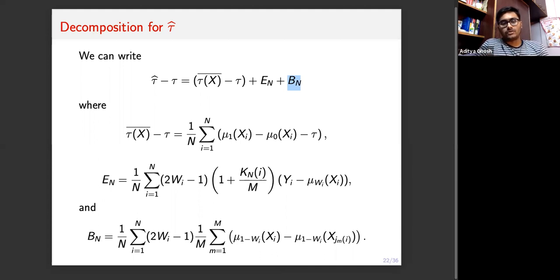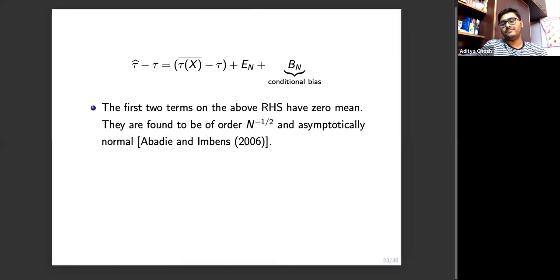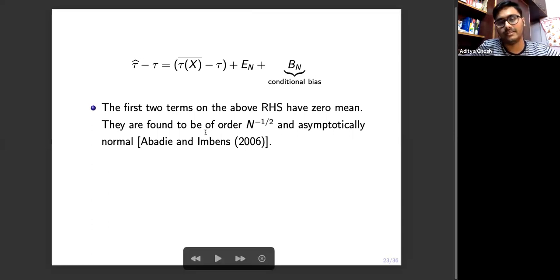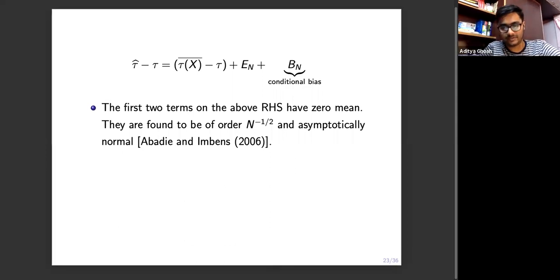As I said, this is the conditional bias, and the first two terms are actually well behaved. They have zero mean, and they are found to be of order n to the power minus half. And we can also establish some kind of CLT for them. I mean, they are asymptotically normal, and these were done by Abadie and Imbens in their 2006 paper. In fact, this is the paper where a lot of the large sample properties were discussed. Prior to that, people used matching, but they didn't know about any of the large sample properties.